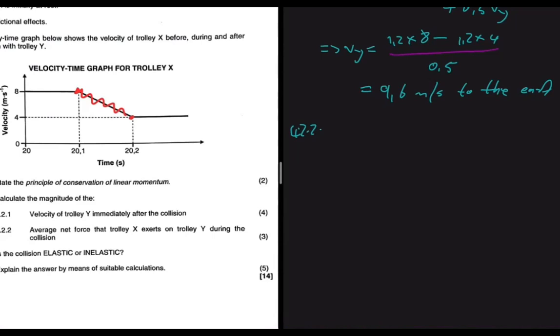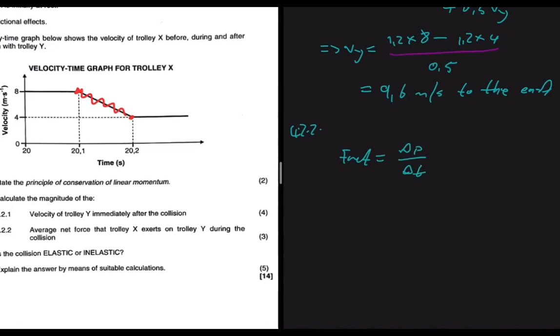We already know that after the collision, trolley Y is going to move to the east, right? So the direction of this net force should also be to the east, irrespective of the sign we're going to get in our calculation, because the sign is going to depend on which body you use. Are you using trolley X or trolley Y? But that shouldn't have an effect on the magnitude. So if we use trolley X, we're going to say F net is equal to delta P divided by delta T.